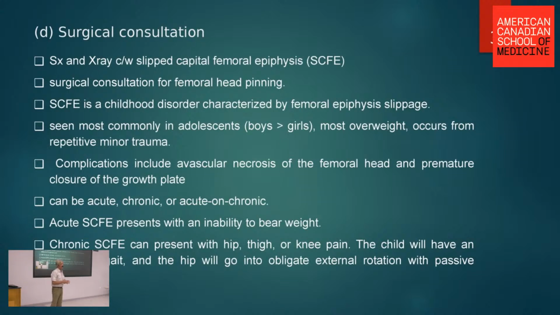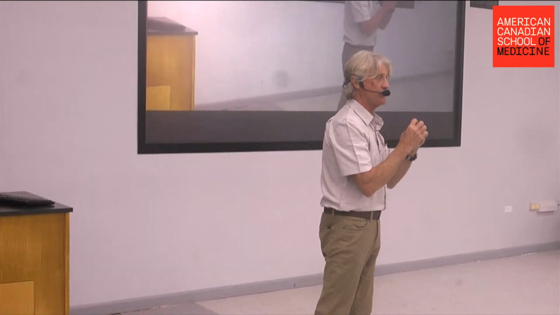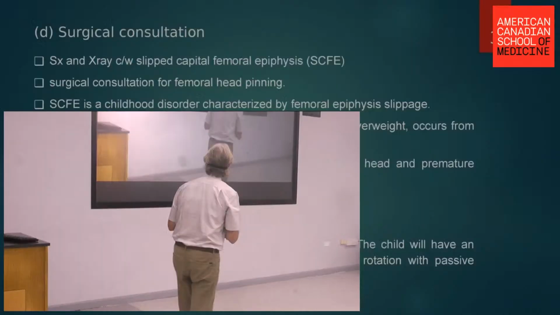Complications, if not addressed quickly, can cause avascular necrosis. Remember, blood supply to the femoral head comes from the metaphysis. So if you have a disjointed epiphysis or the head is slipping, it's going to affect the blood supply.